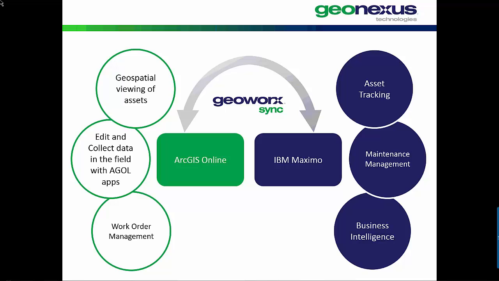So when we look on the left-hand side, within Esri, we can view those assets. We can see them spatially on the map. Through the use of applications like Collector, people can actually go in and create and update data, right? Update asset information using these applications that Esri has.